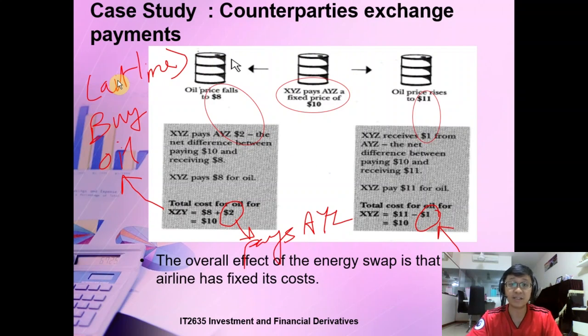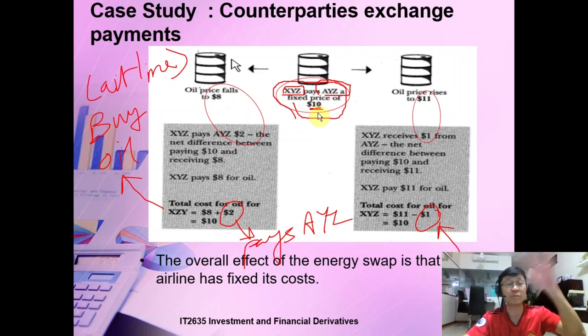So here is another illustration to tell you what happens if oil price goes up or goes down. Let's start off with the same scenario where XYZ is the airline industry and AYZ is the financial institute, right? So they have this swap agreement that says that the airline industry, whatever happens, I will just pay you for the next 1 year $10 per barrel for the oil price.